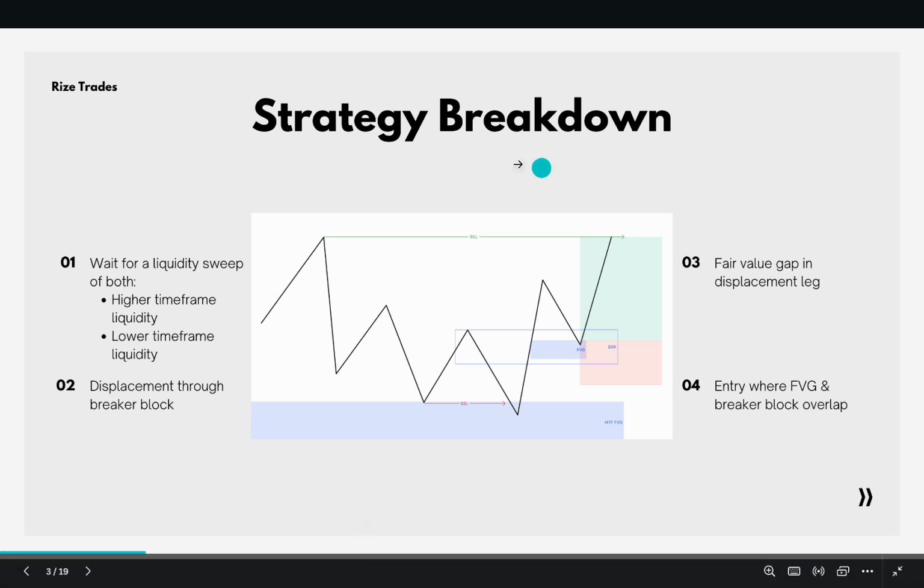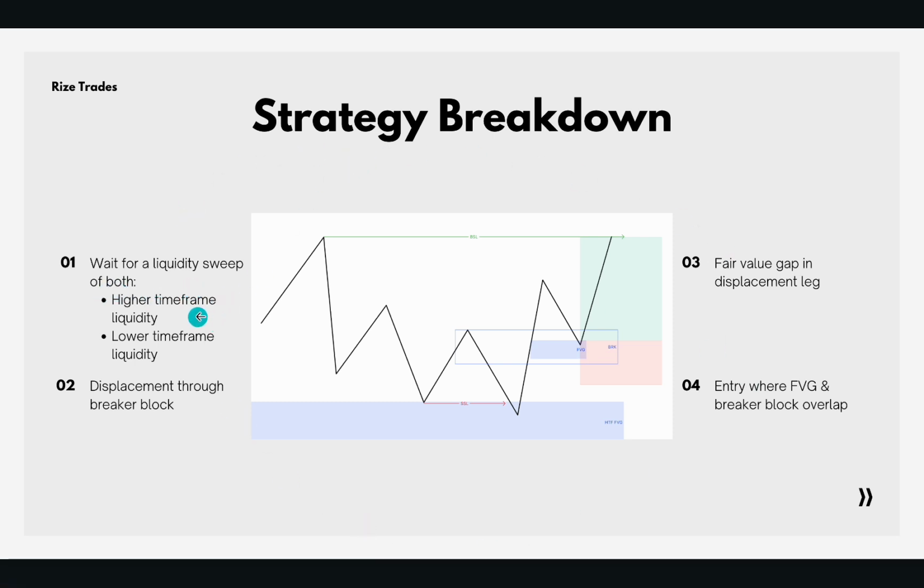Essentially, this is our strategy breakdown. We're going to wait for a liquidity sweep of both higher time frame liquidity and lower time frame liquidity. This can be a higher time frame 15-minute or hourly high or low, or it can be a fair value gap. So here we've got a higher time frame fair value gap. We then want to wait for lower time frame liquidity to be taken.